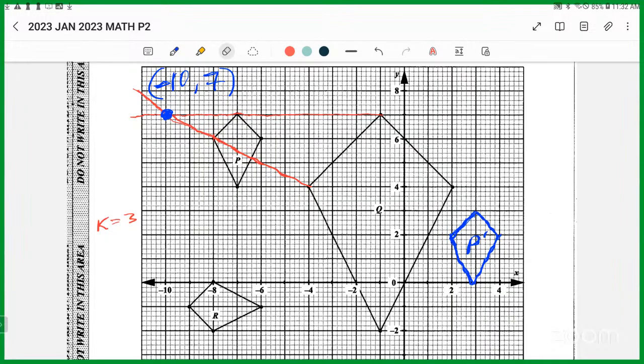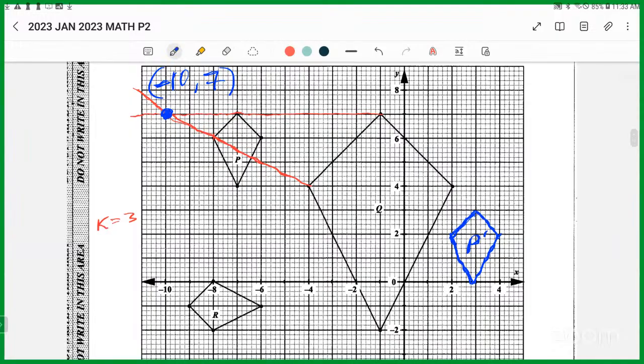And remember, when the center is not the origin, you cannot use the matrix k 0 0 k. That is for when the center is the origin. So you cannot go stating this matrix for this one, because the center of this enlargement is not the origin. So we're going to just write it out.